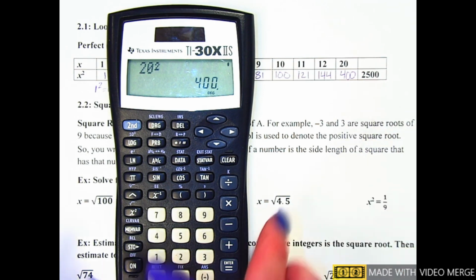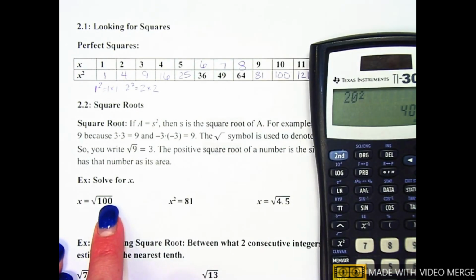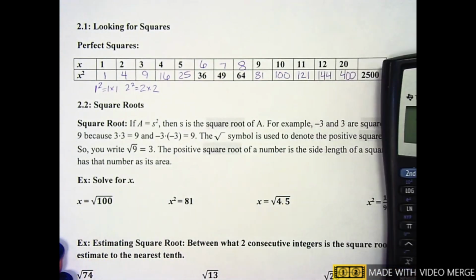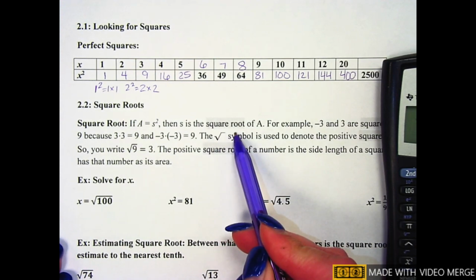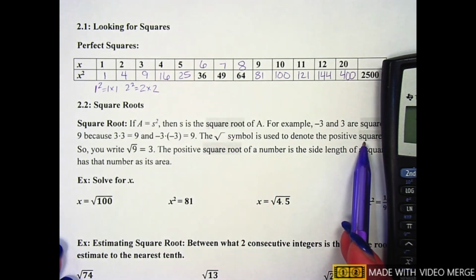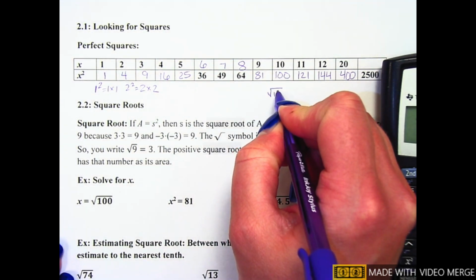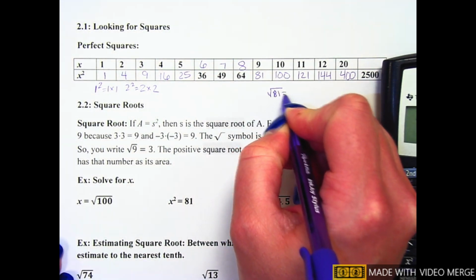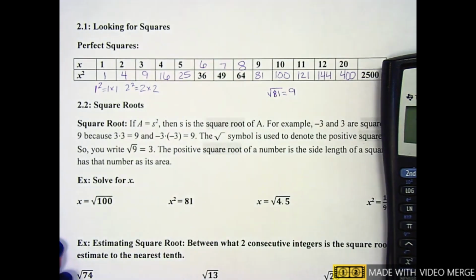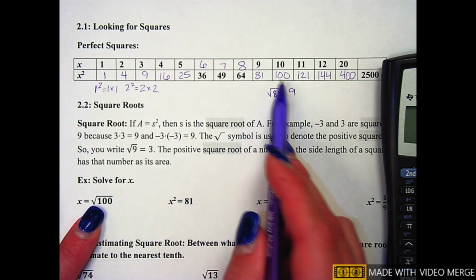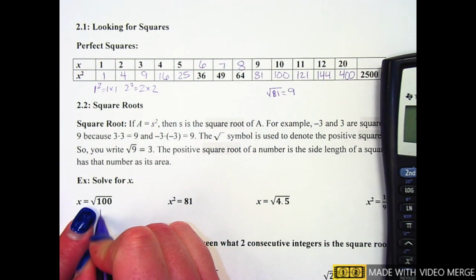That's where we're going to introduce this symbol right here. It's called our square root. This symbol denotes the positive square that makes that number. For example, the square root of 81 right here equals 9, or the square root of 100, when I'm looking at my table, is 10.